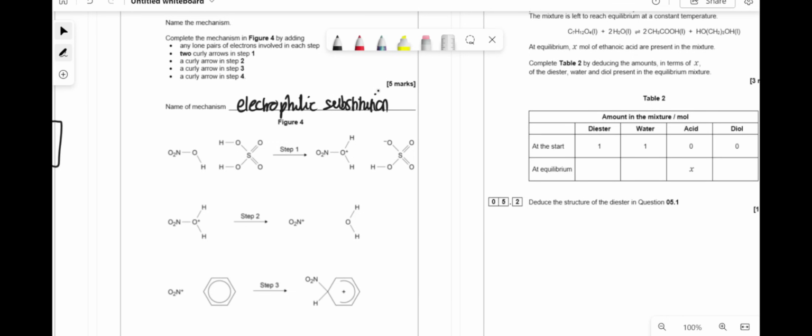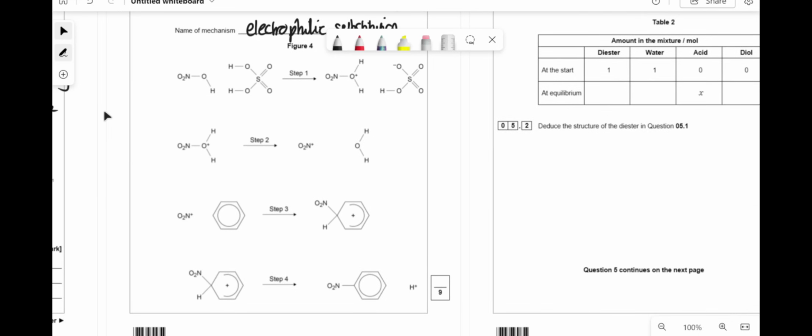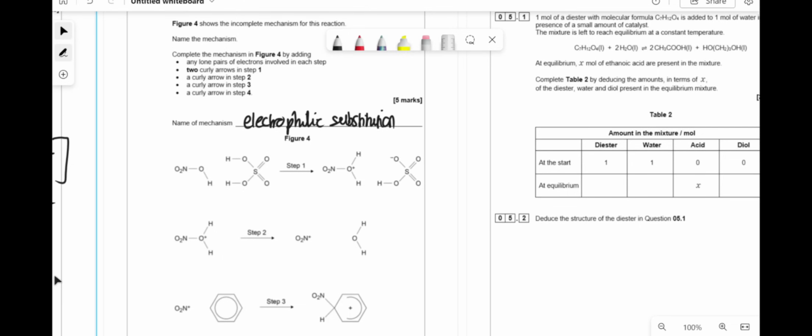You're generating an electrophile, and then you're substituting one of the atoms on the benzene with NO2. So fine. Now, if we look at step 1 here, we can see that we've got O2N. So we've got HNO3 right here, and we've got H2SO4. Now, this O2N has got an O+. So what's happened is that this oxygen has nabbed a hydrogen. It says in step 1, we need to add 2 curly arrows.